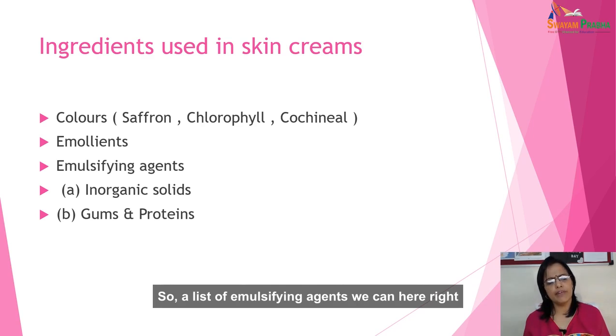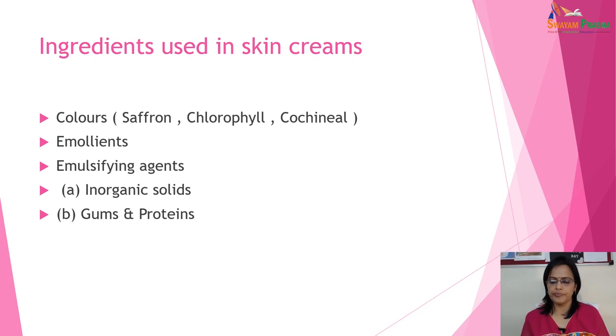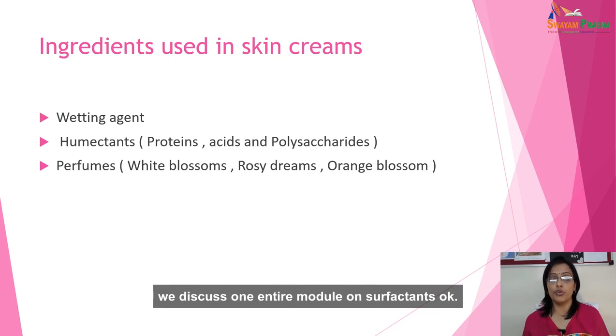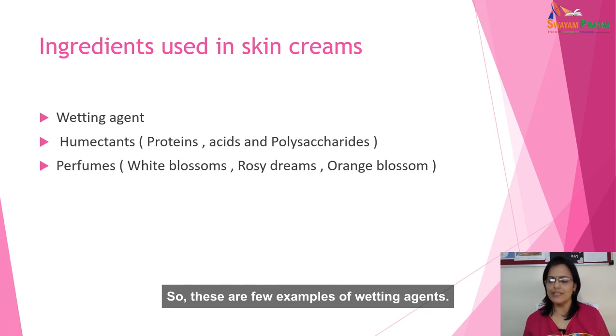For the list of emulsifying agents, you can write their classification based on their properties: inorganic solids, gums, proteins. Then wetting agents, a type of surfactant. We have also discussed this completely; we discussed one entire module on surfactants. Surface active agents basically lower the surface tension. Sulfonated oils and fatty alcohols are a few examples of wetting agents. Humectants, we have also discussed in detail.